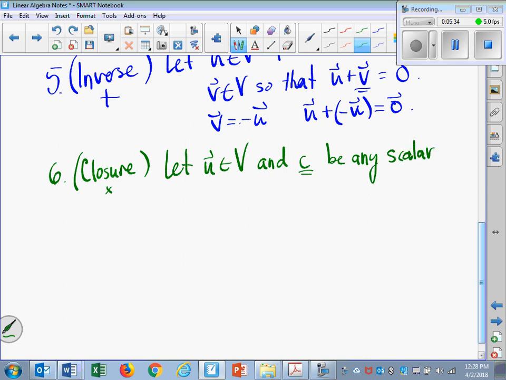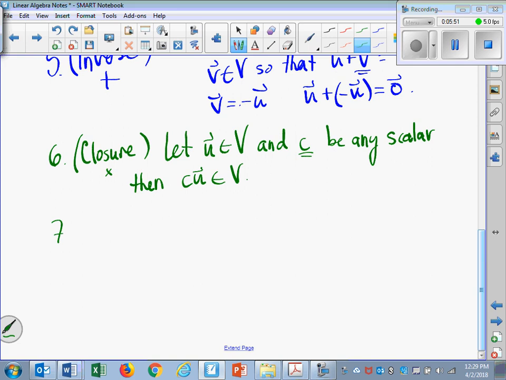Then c times u, so we're scaling the vector u by c, has to stay inside the vector space. So it does not leave. You can stretch vectors and they stay in the vector space. Well, the next property is scalar distribution. So we'll let u and v be in a vector space V and c be a scalar.